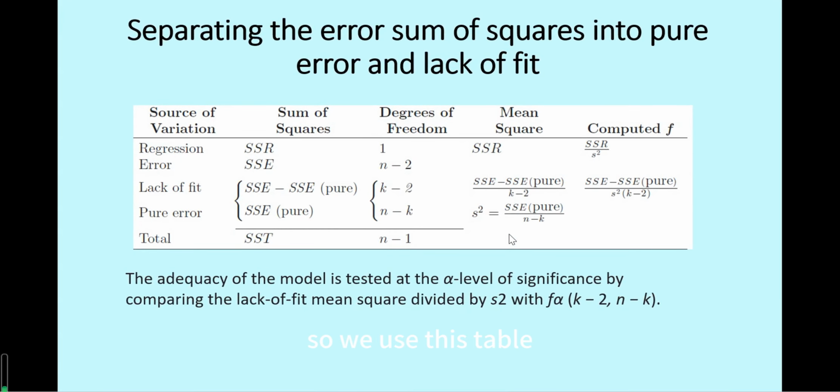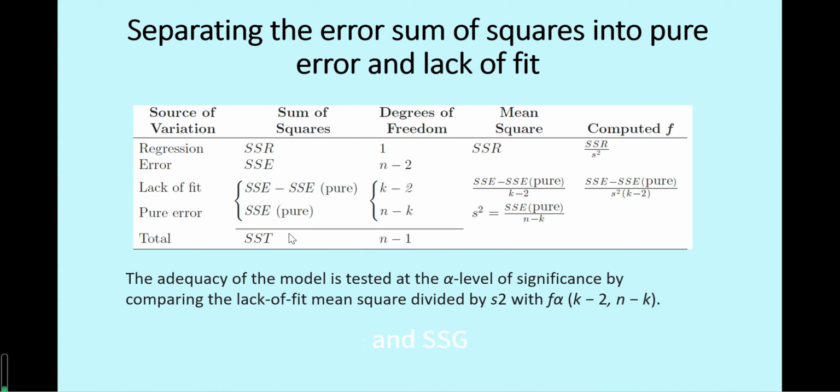So we use this table to make the idea clearer. This is SST, the total sum of squares. If we have learned the basics of linear regression, you know this term is the sum of the differences between the y observations and the y mean value, or the sum of these differences squared. So this is SST, and it has degrees of freedom n minus 1. This table is like an ANOVA table, analysis of variance.